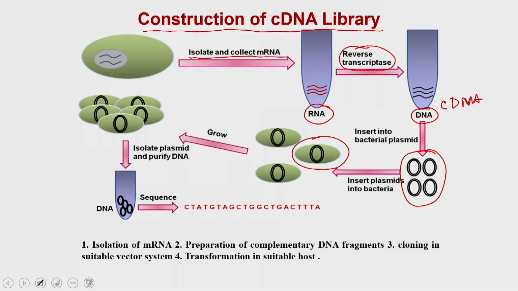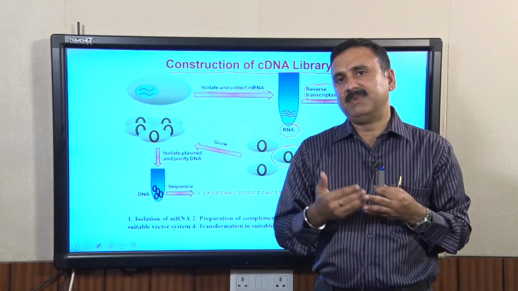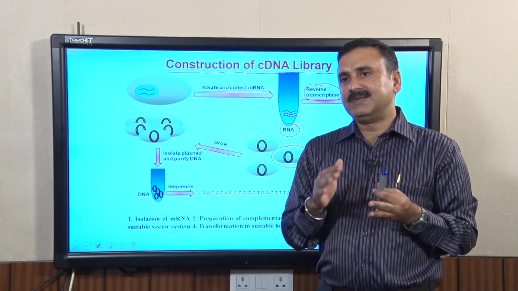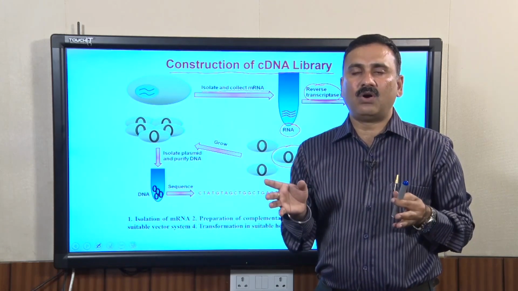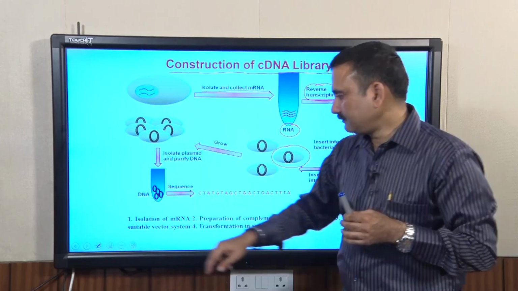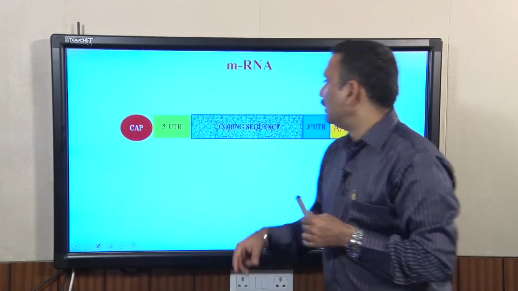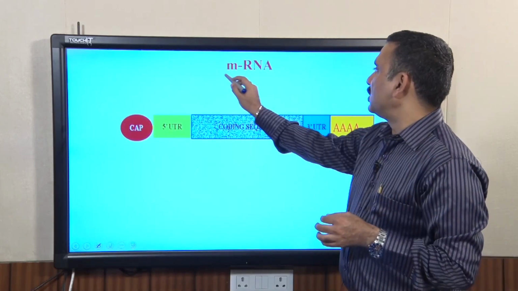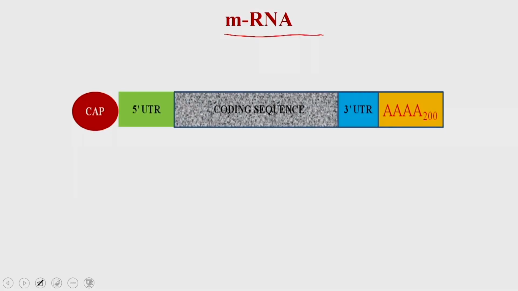So, let us discuss how to isolate and collect the messenger RNA. But before that, let us discuss the general structure of a messenger RNA, and the approaches used to collect messenger RNA from the cell. A general structure of a messenger RNA has 4 or 5 definite regions which are important for its functioning.